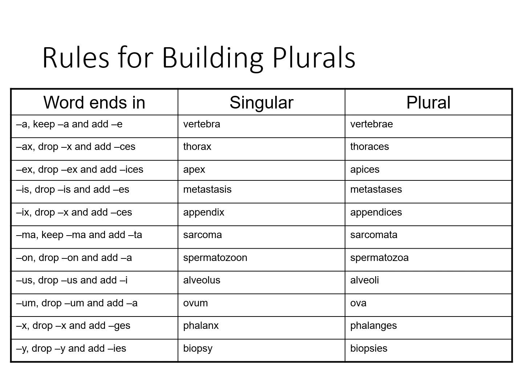UM, drop the UM and add an A. Instead of ovum, it's ova. For NX, drop the X and add a GES: phalanx, and the plural is phalanges. And for Y, drop the Y and add an IES. Instead of biopsy, it's biopsies.